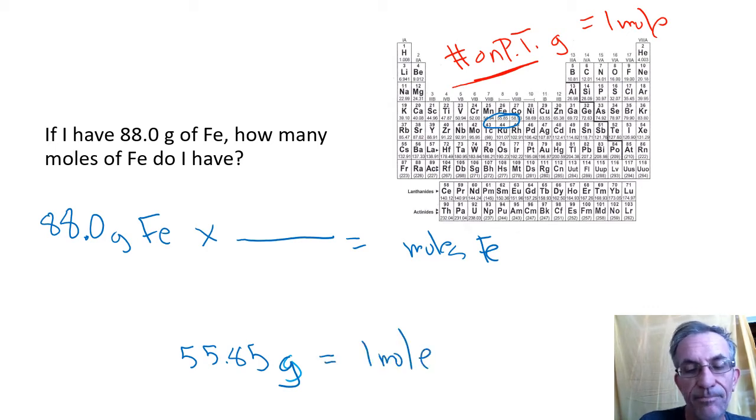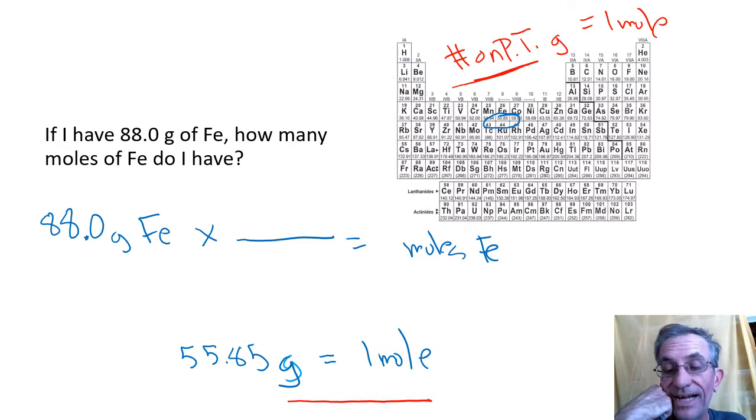So again, this part is going to be the same. The only thing that would be different if I asked you about carbon or nitrogen or something else is that the number would change. You'd use the number underneath those elements instead. All right, so with that, let's see if we can get it done. 88 grams of iron, how many moles is that?